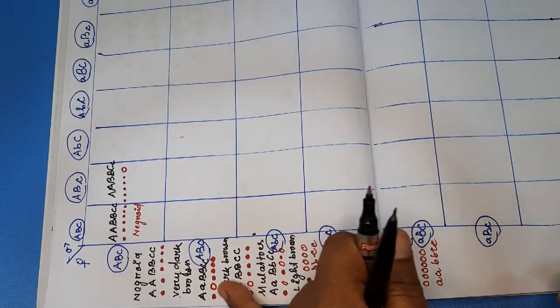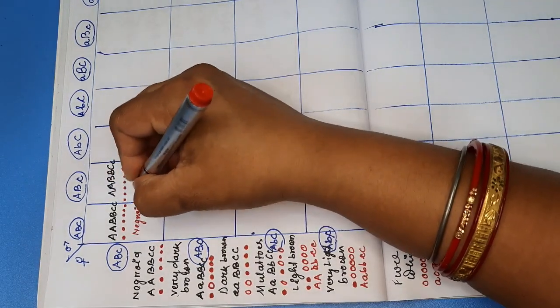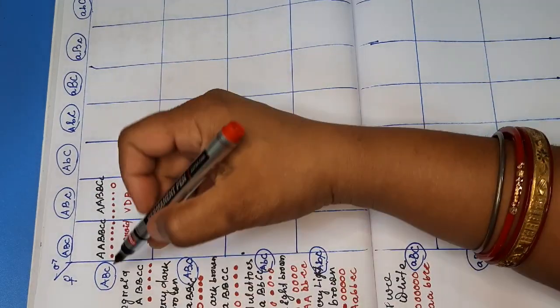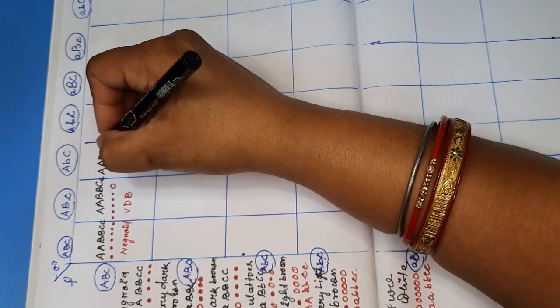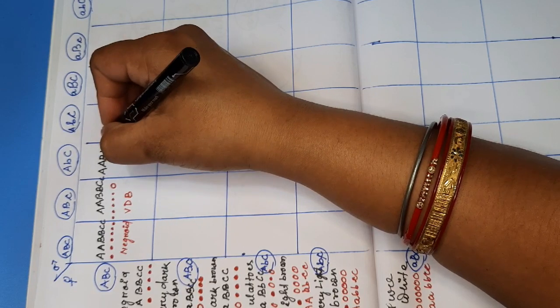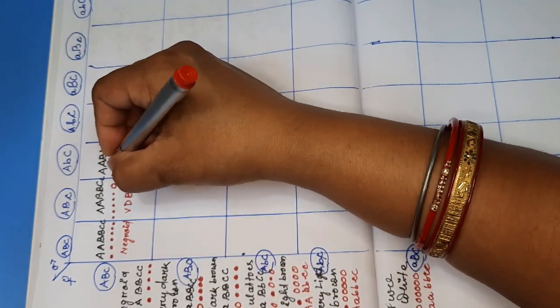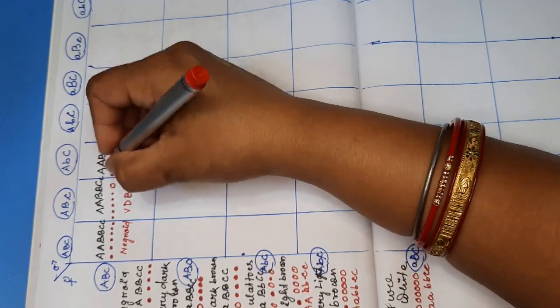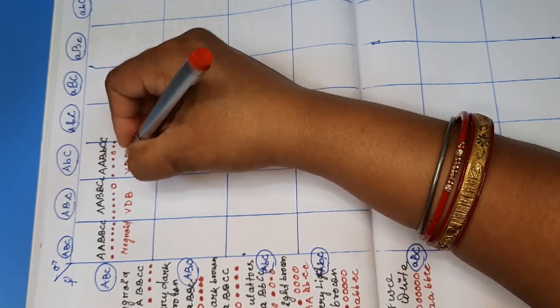So what combination should it be? It should be very dark brown. So the combination will be very dark brown. Now let us cross this with this. So it will be capital A, capital A, capital B, small b, capital C, capital C. Again, dark, dark, dark, lighter, dark, dark. Same combination, but only the genotype has marked a change. So it will be very dark brown.